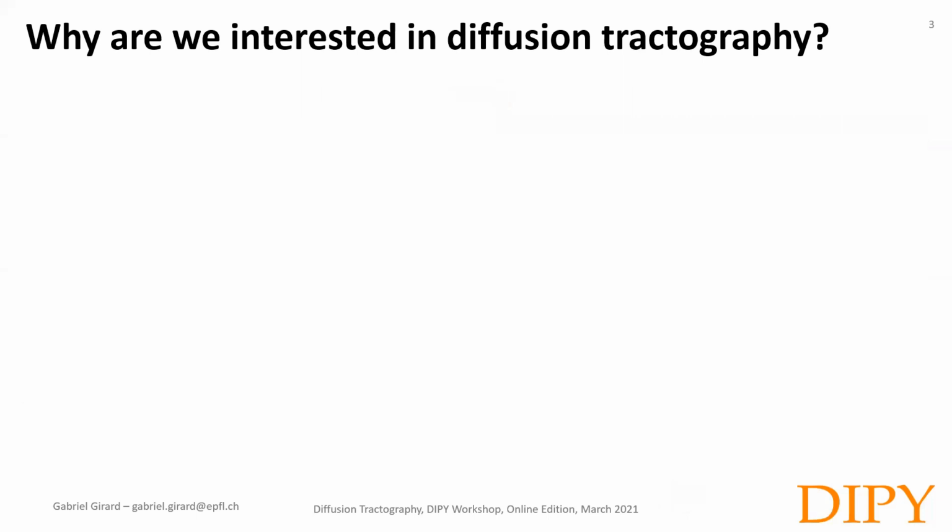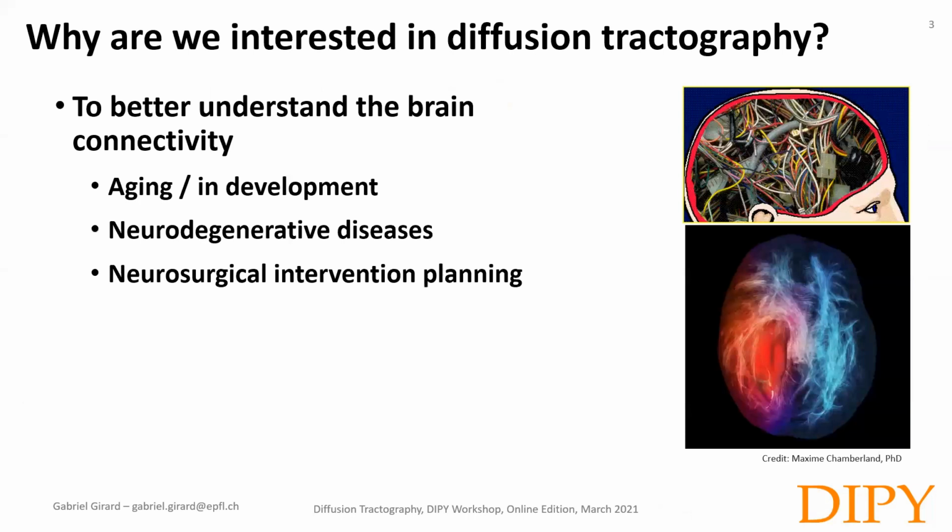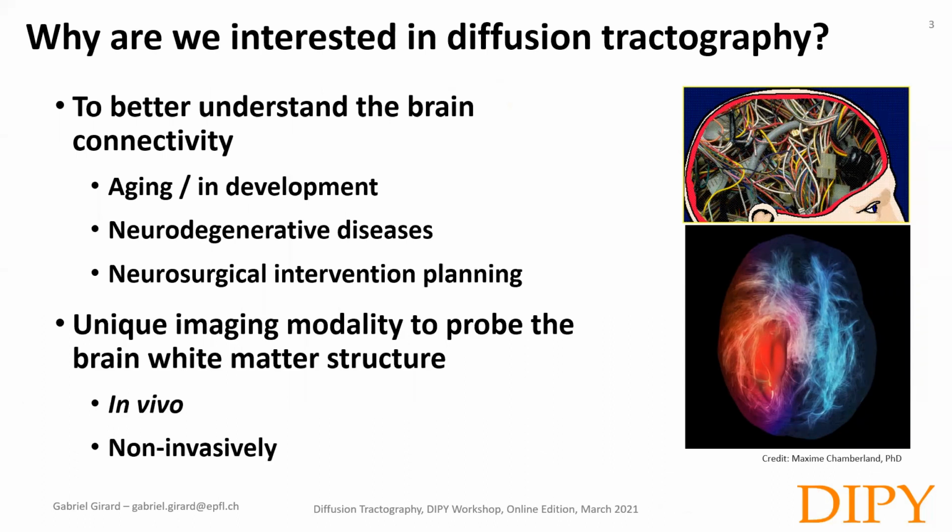But first, why are we interested in diffusion tractography? For one is to better understand the brain connectivity. For instance, to follow changes during aging and development or during the progression of neurodegenerative diseases. Tractography has also been shown to be useful in neurosurgical planning to identify which fiber bundle might or might not be affected by a tumor. Diffusion MRI tractography offers a unique imaging modality to probe the brain's white matter in vivo and non-invasively.